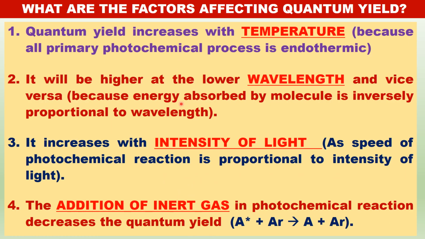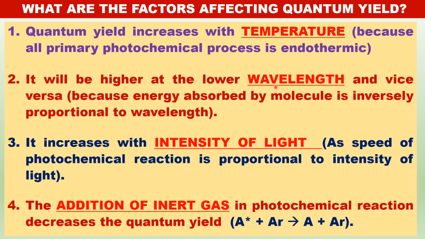What are the factors influencing quantum yield? What are the factors affecting quantum yield? Effect of temperature, effect of wavelength, effect of intensity, effect of addition of gas, etc. What is the effect of temperature? An increase in temperature increases quantum yield because the primary photochemical process is endothermic. Therefore, quantum yield increases with the increase in temperature.